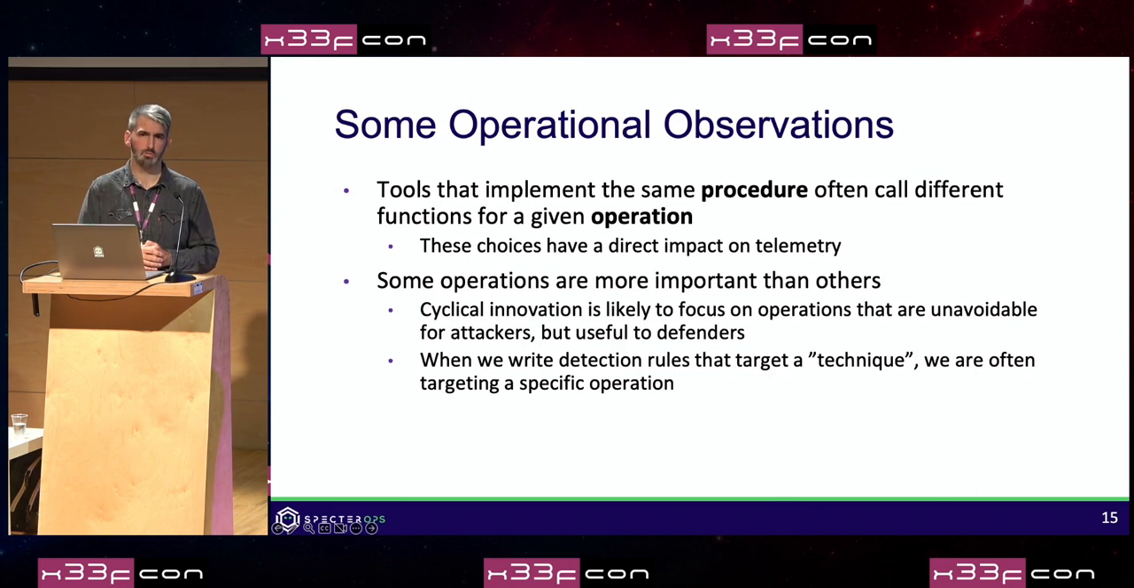And real quickly, just a couple of observations I've made while building out content for Cartographer: tools that implement the same procedure often call different functions for a given operation, and these choices often have a direct impact on the telemetry that's generated by a given tool or by a given procedure. This is because a lot of native logging especially occurs within the context of a specific function. There are function calls that are needed to, for instance, write to the Windows event log or write data to an ETW provider.